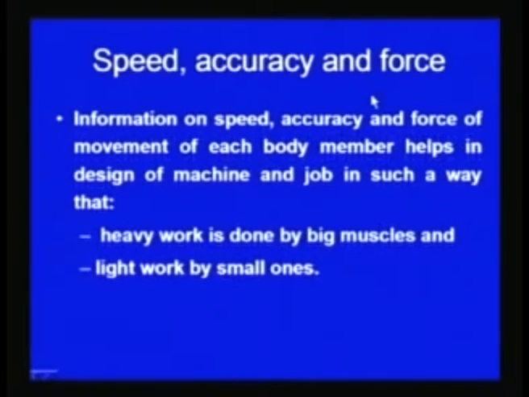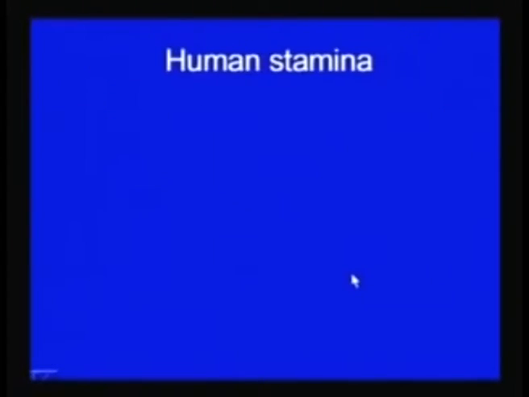Speed, accuracy and the force with which a body part can be used. The information regarding the speed, accuracy and the force of movement of each body member helps in designing the machines and the jobs in such a way that heavy work is done by the big muscles and the light work is done by the small ones.